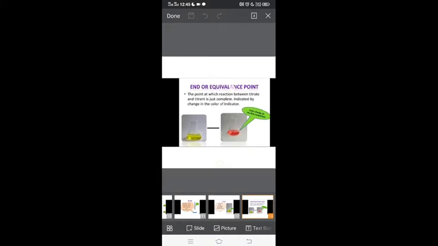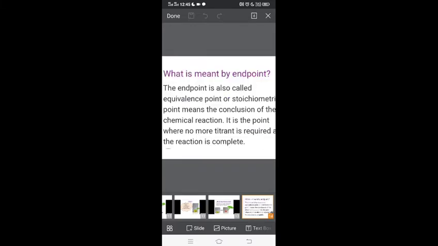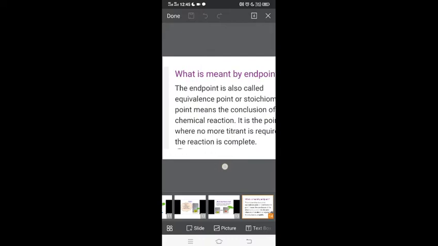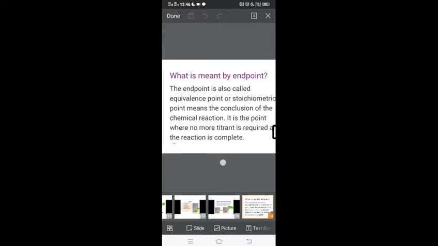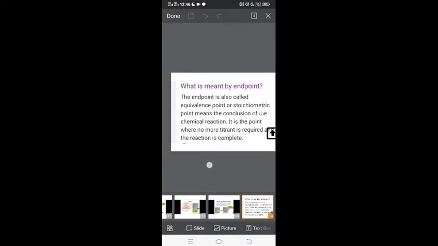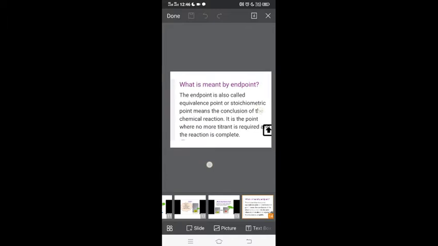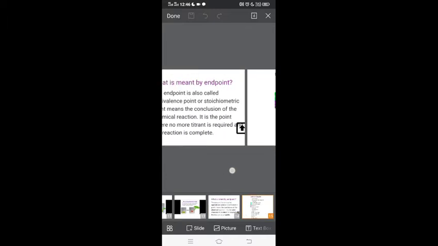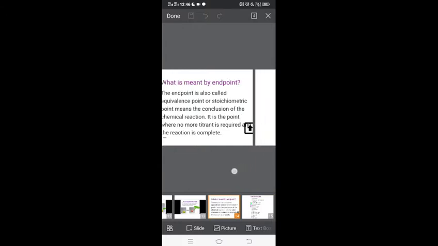Now, what is an end point? The end point is also called the equivalence point or stoichiometric point, which means the conclusion of the chemical reaction. Here we have to see the stoichiometry also, that means balancing of the equation should be done. It is a point where no more titrant is required and the reaction is complete. Further you will stop the addition of the reagent or titrant from the burette. Further you will not add anything. Now, children, let us discuss the first titration.